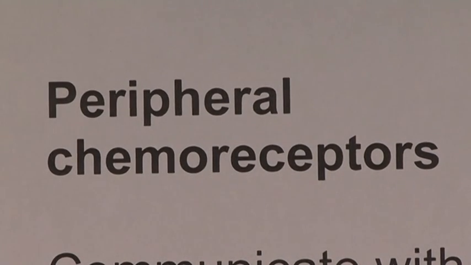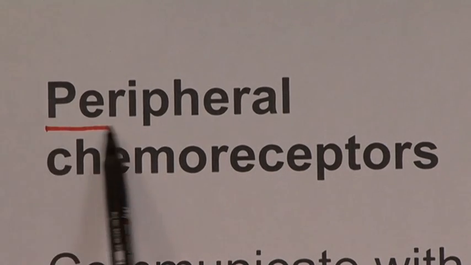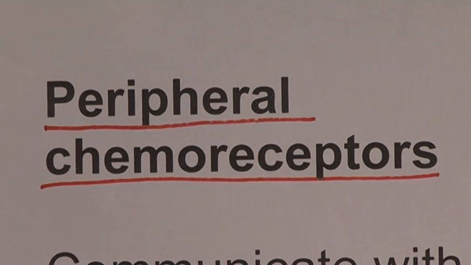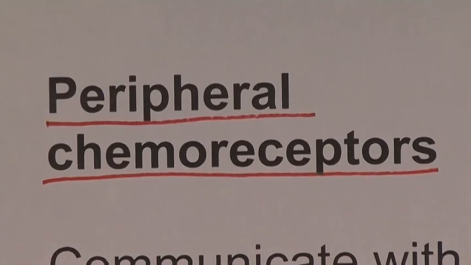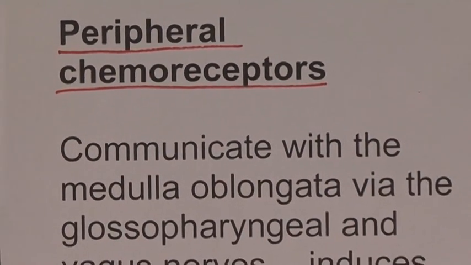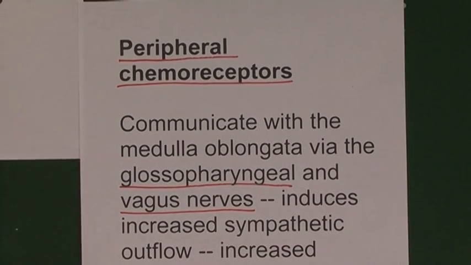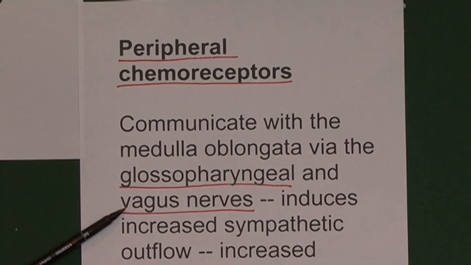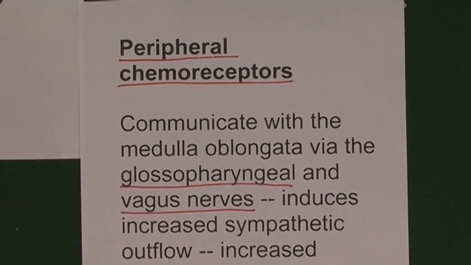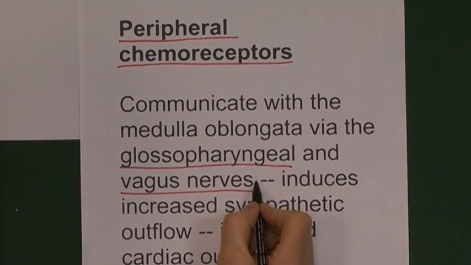Now, the chemoreceptors in the aortic arch and in the carotid bodies are described as peripheral chemoreceptors. And as we've seen, these communicate with the medulla oblongata in the brainstem via the glossopharyngeal nerve and the vagus nerve. So the nerves from the carotid body and carotid sinus are sensory branches of the glossopharyngeal nerve, and the sensory nerve component from the arch of the aorta to the medulla oblongata are branches of the vagus nerve.